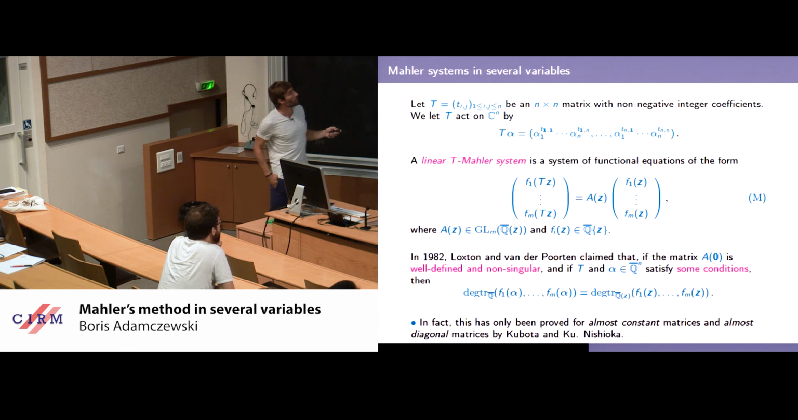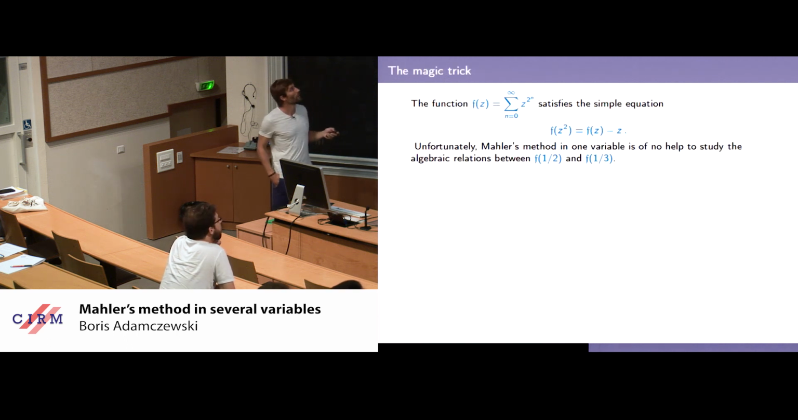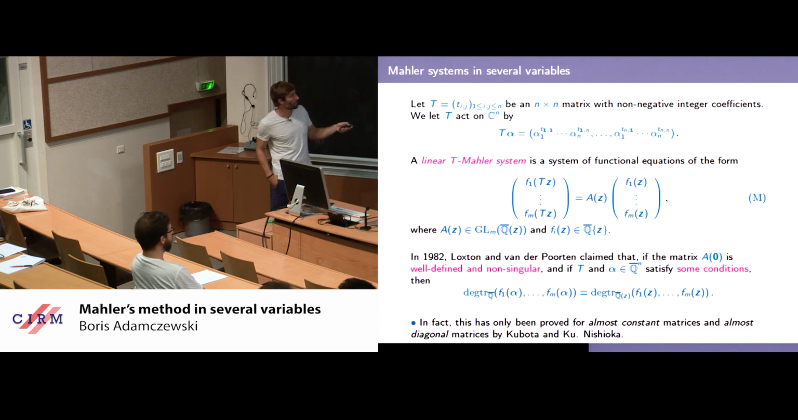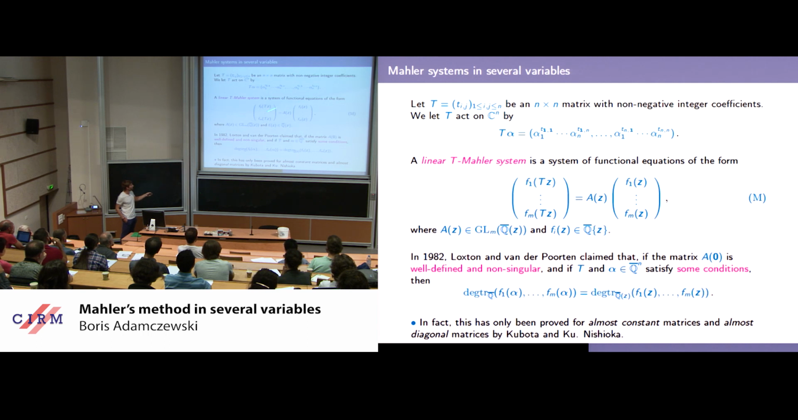So the result we proved with Faverjon, our first result, is concerned with this general equation, but I just want to explain why it's so important to use Mahler's method in several variables.